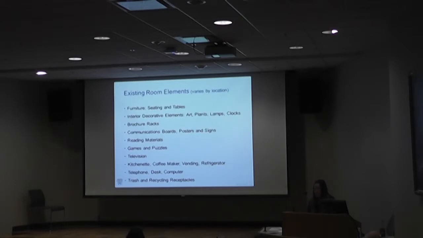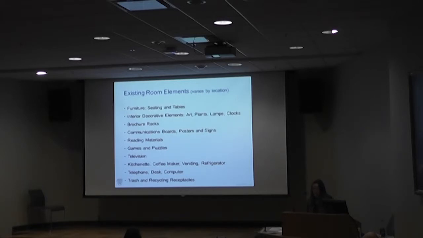Looking at the decorative elements within the rooms, generally speaking, we have art. Some rooms have plants, to spruce up the ambiance a little bit. We have lights, clocks, a handful of different things in different rooms. We have brochure racks. We have communications boards. Sometimes they're electronic, sometimes they're bulletin boards, sometimes they're posters, and sometimes they're signs. We have reading materials, magazines, information brochures. We have games, puzzles, televisions.